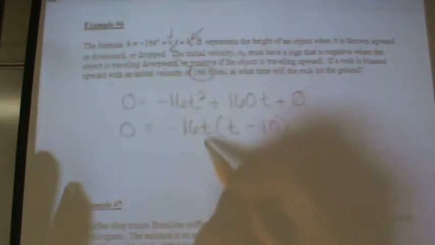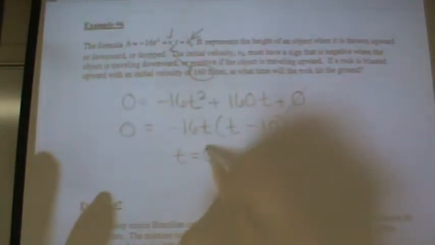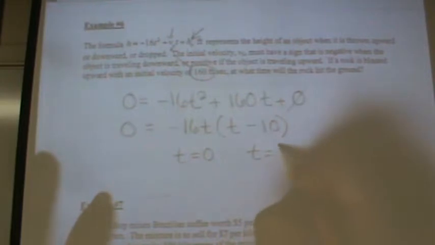Now, how do you solve this by hand? This is factorable. You can pull out a negative 16t, and you're left with t minus 10. Now the zero rule says to set each of these equal to 0. So t is 0 and t minus 10 is 0.